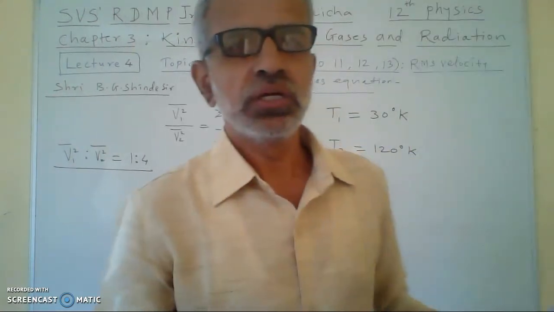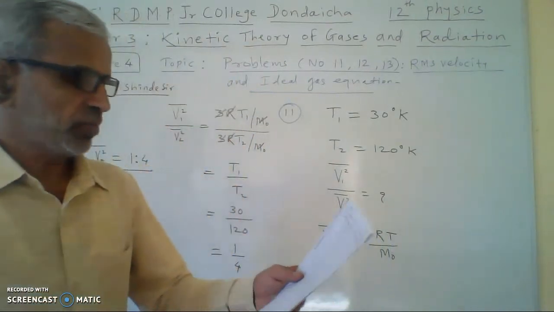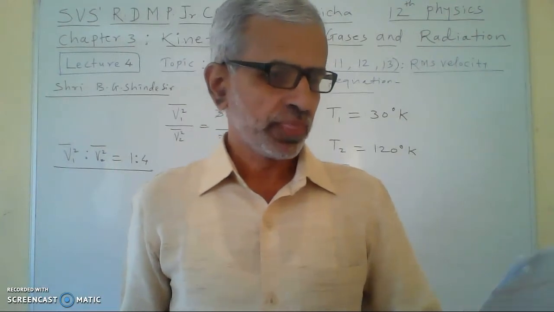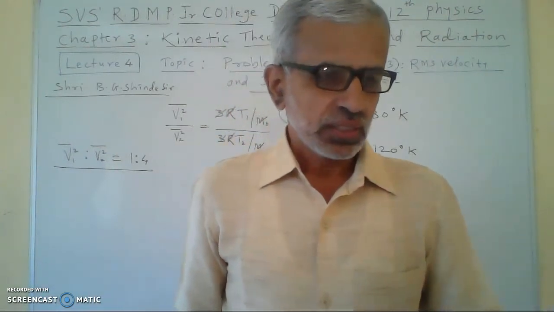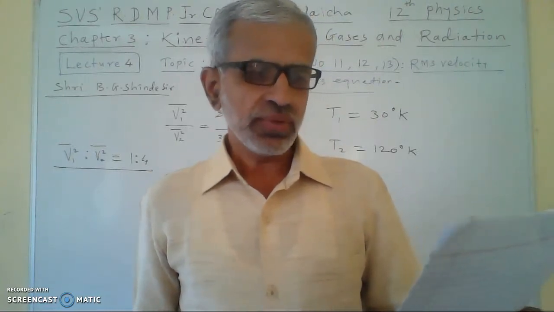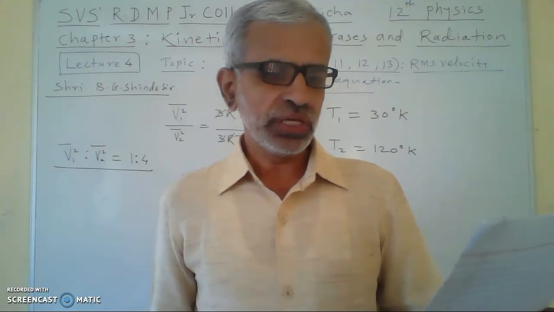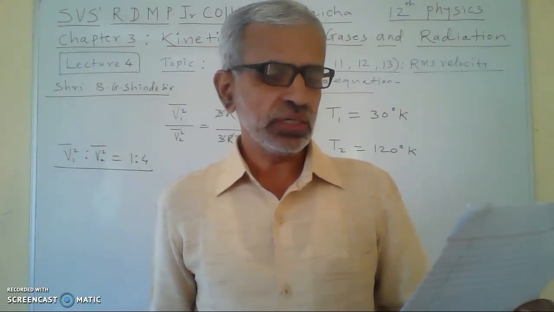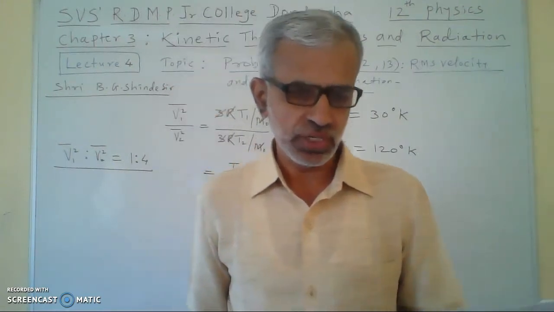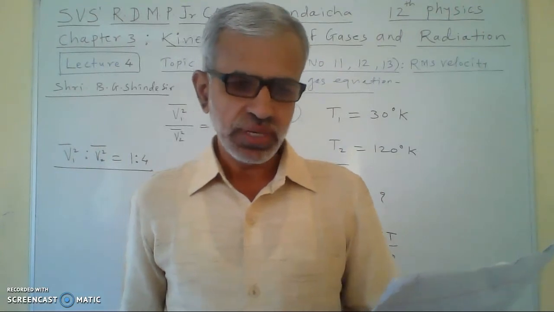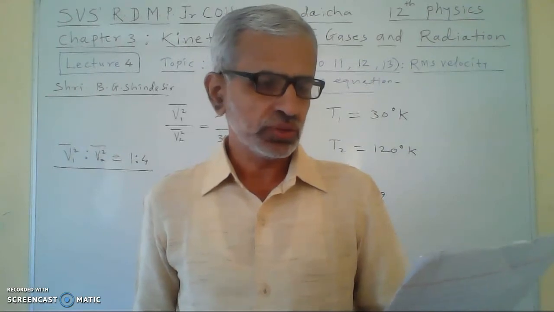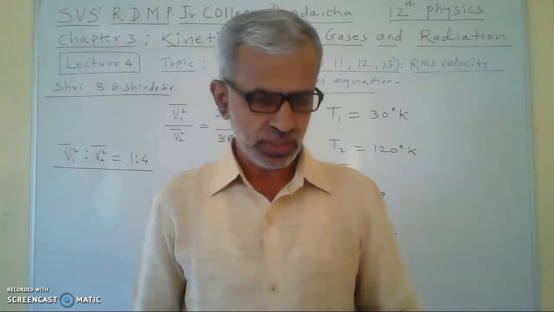Now we see another problem. It is problem number 12. So first I will read this problem. Two vessels A and B are filled with the same gas where volume, pressure, temperature in vessel A is twice the volume, pressure, temperature in vessel B. Calculate the ratio of number of molecules in vessel A to vessel B.